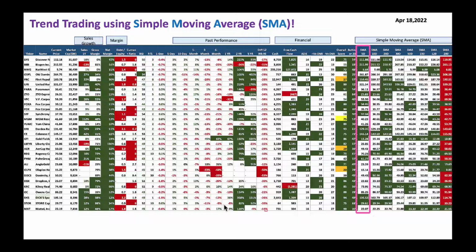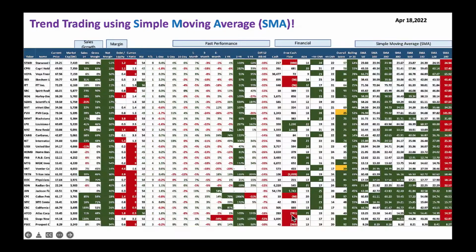And look, we got Mattel. Mattel is a toy stock. As you can see here, its 50-day SMA is above its 100-day SMA. So you could look at such names. It's also above, the current stock price is above the 200-day moving average. You could look at such names also. All right, the list continues. We got a few more names.